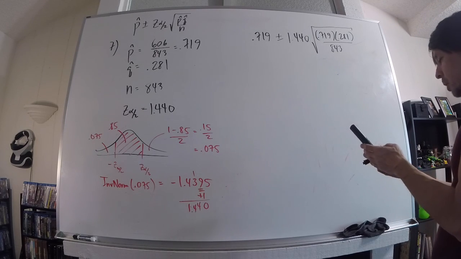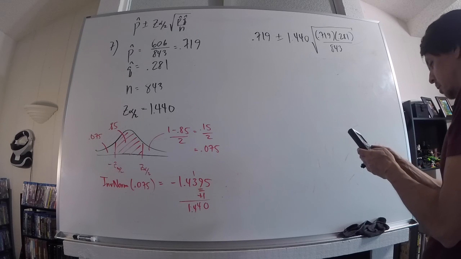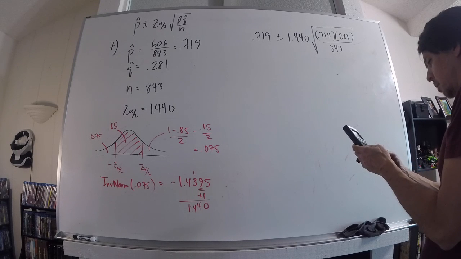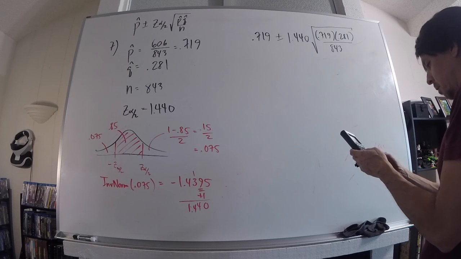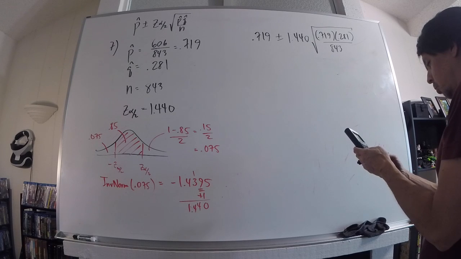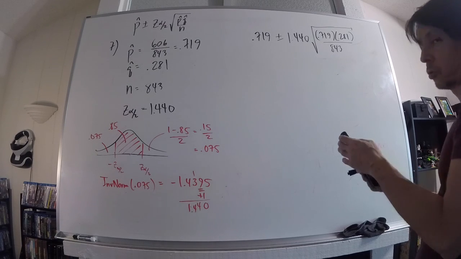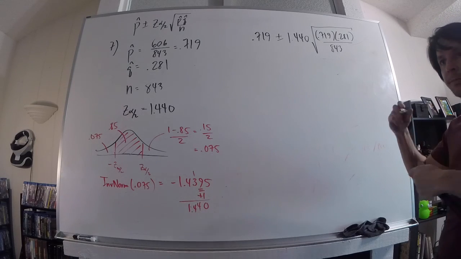You get 93, wait, what did I get? Oh man. 0.0222, so it's going to round down, 0.022.